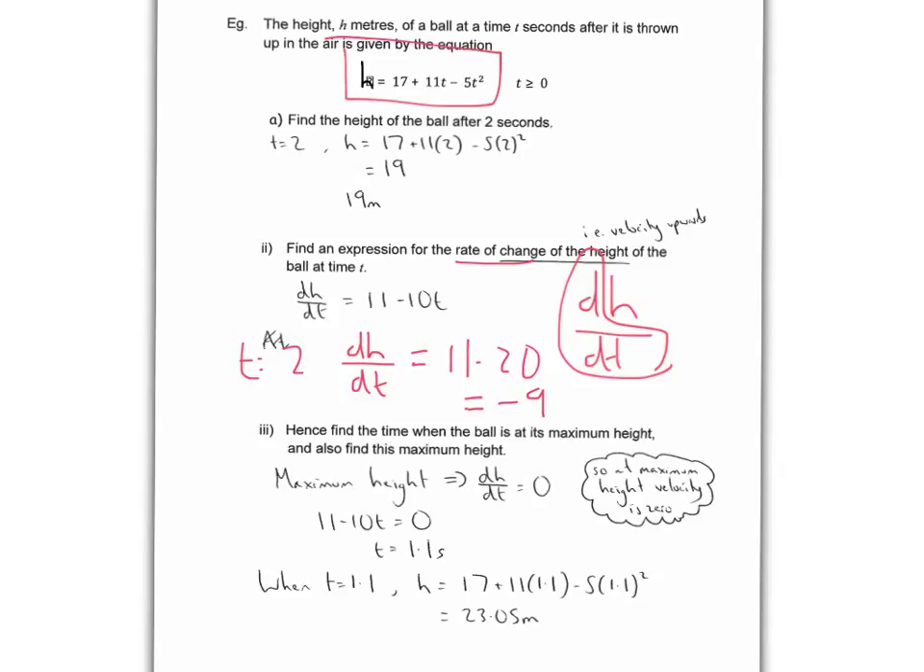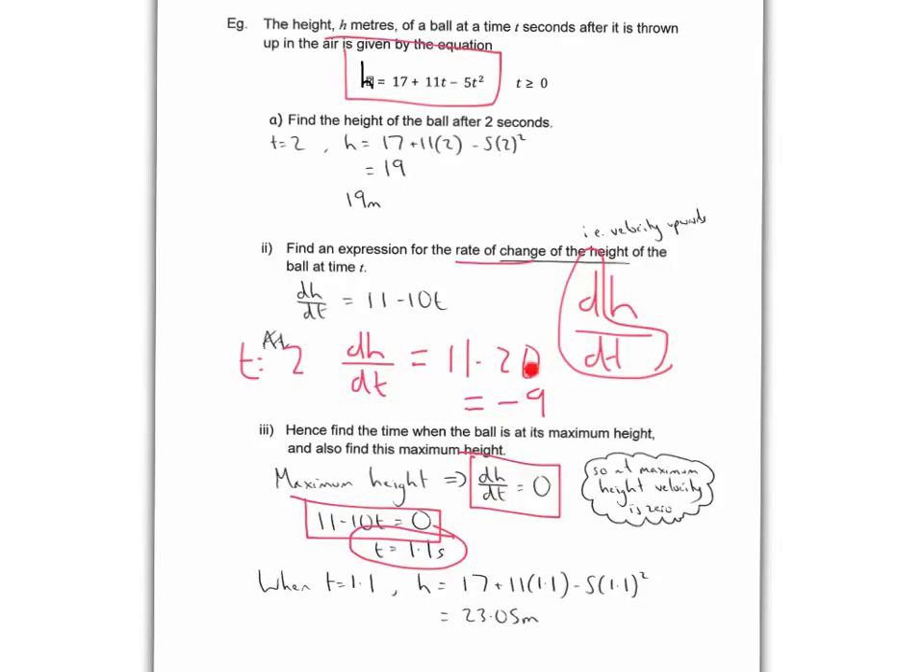It says, find the time when the ball is at its maximum height and also find this maximum height. So when it's at a maximum height, I know that dh/dt, which is here, will be 0. It won't be going up, it won't be going down, it'll be at its stationary point, just at its uppermost. So I'm going to find out when dh/dt is 0, and I'm going to set 11 minus 10t equal to 0, and I find that the maximum height happens when t equals 1.1 seconds.